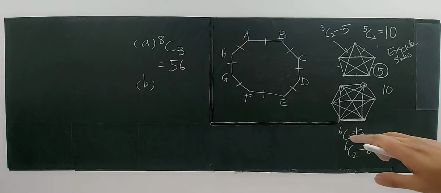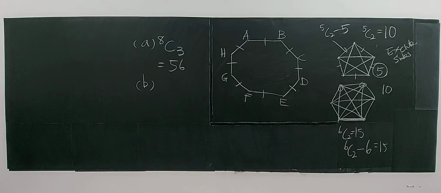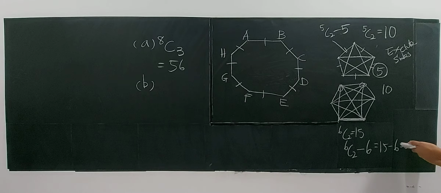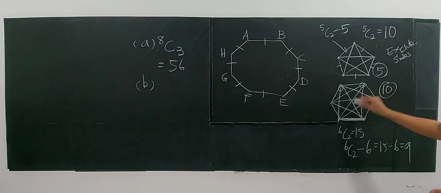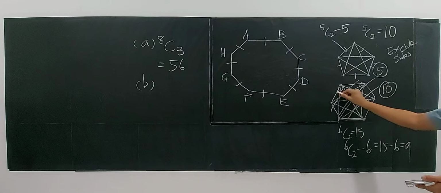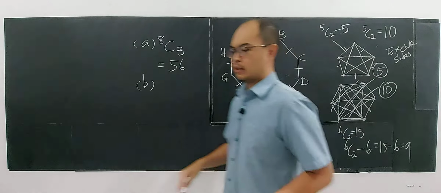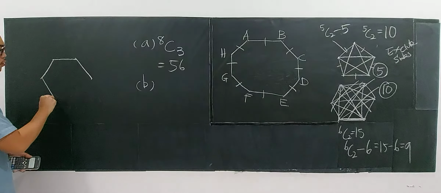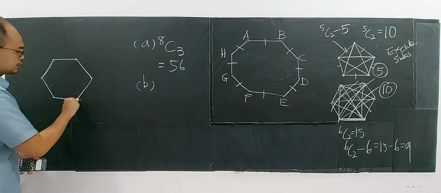Alright, 6C2 is 15. 15 minus 6 supposed to have 9. Why I get 10? Maybe I calculate wrongly. Okay, never mind. Let's calculate again, right? I must prove for you. So 1, 2, 3, 4, 5, 6, right?